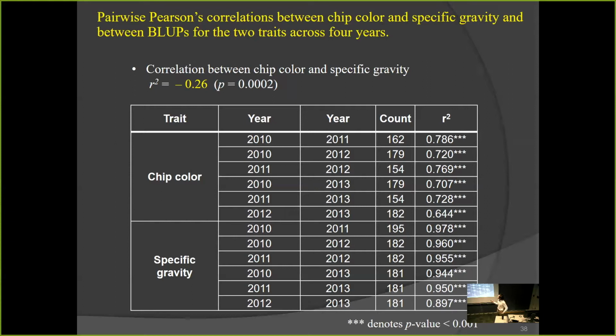And when I checked the correlation between chip color and the specific gravity, I could see a negative correlation, even though the value itself is relatively smaller. But this is quite a good sign for the potato breeder because if a breeder focuses on lighter color, that means we can have a chance to select the higher specific gravity, which is preferred by the potato chip company as well at the same time. So I think this is quite a good sign for breeding purposes.